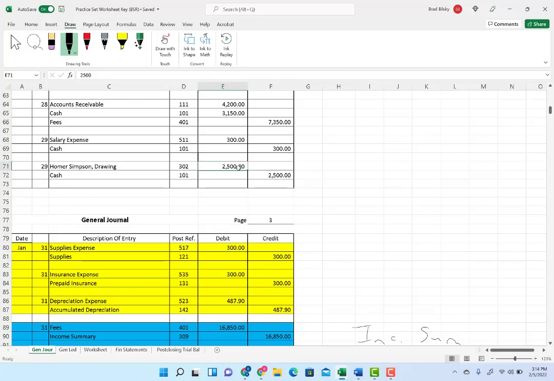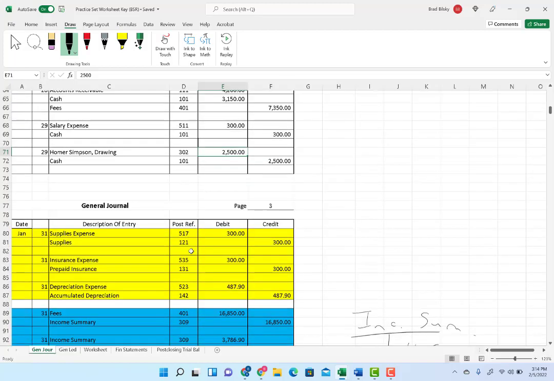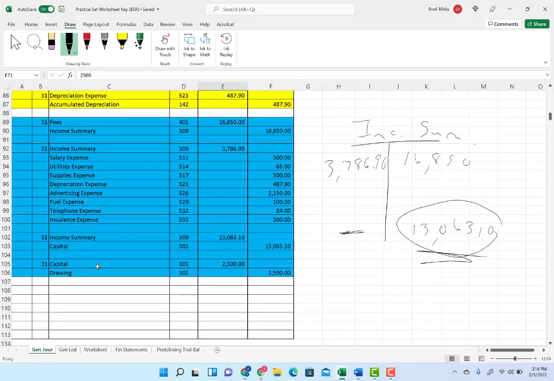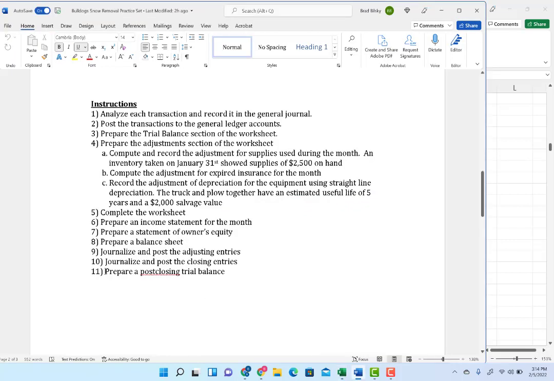So drawing is a temporary account. We see that here. We have the balance of $2,500 before the closing entry. We want that to be closed to zero as well, so we need to make a credit to do that. In our closing entries, we have the credit to drawing and the debit goes to capital. We make that journal entry, then we update our GL here, and you can see what that blue is doing.